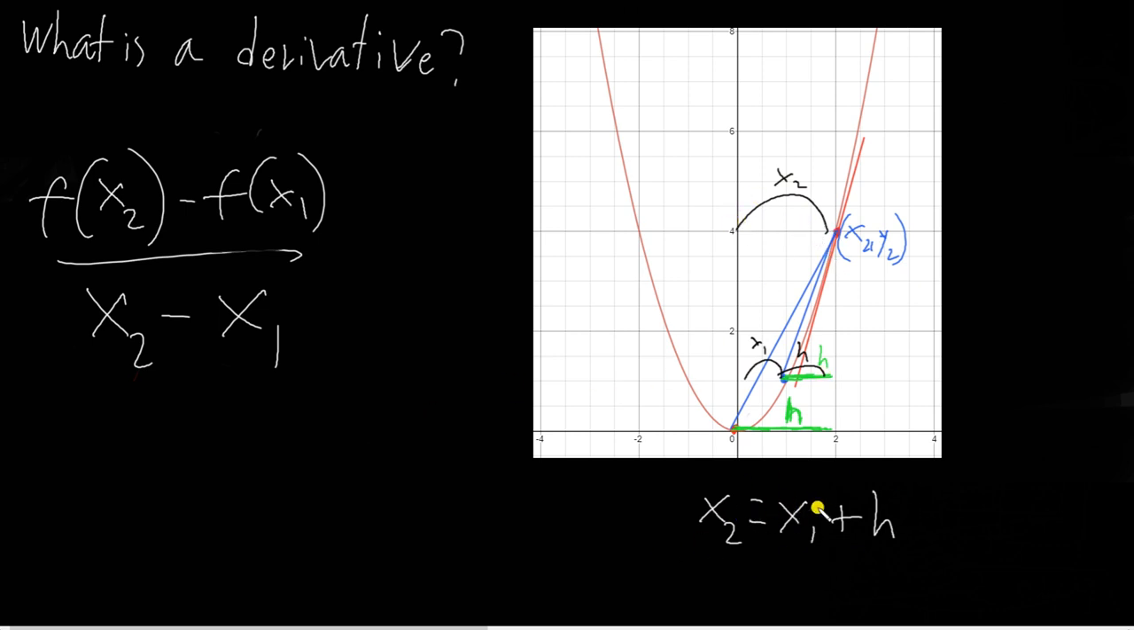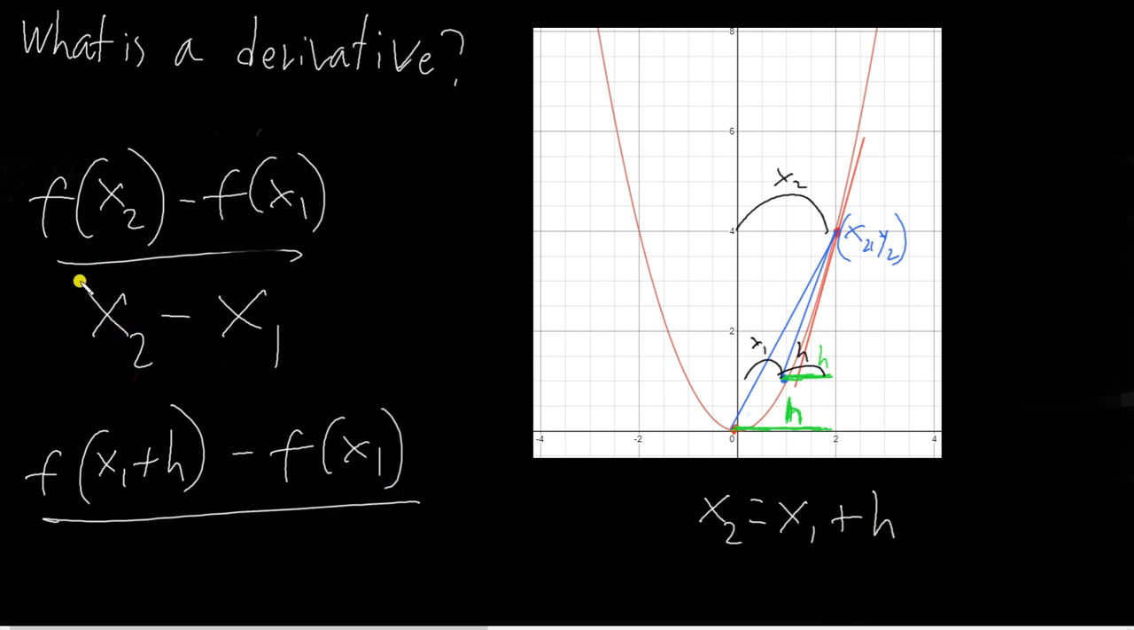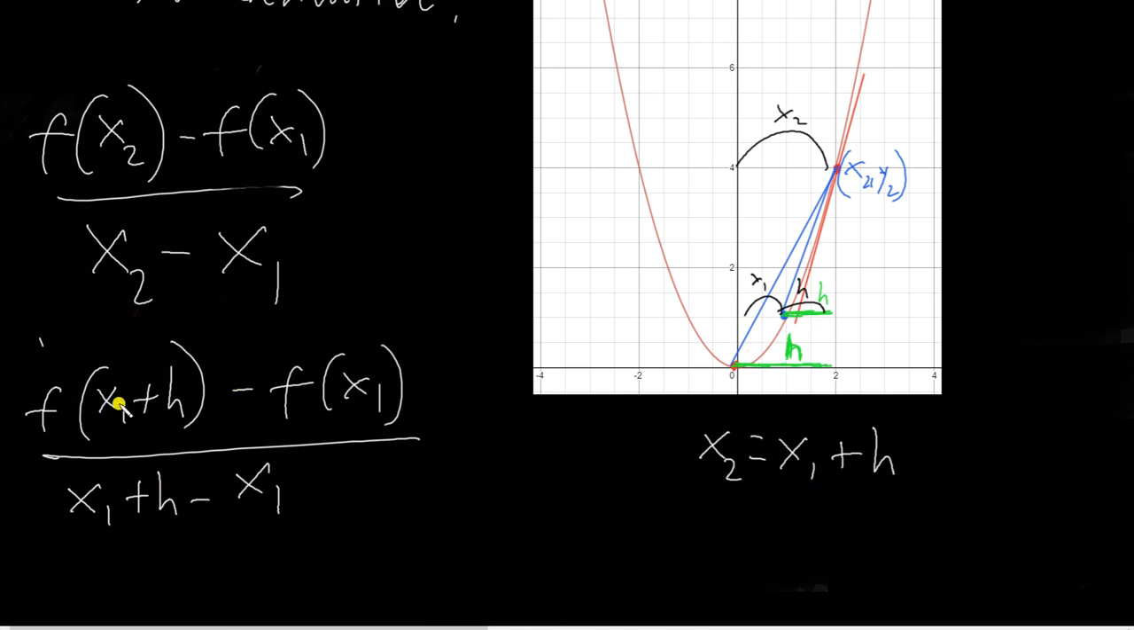So now that I have that x2 is x1 plus h, I can plug it in here and see what happens. Instead of x2 here, I'll write x1 plus h, which will give me f of x1 plus h minus f of x1 over, and then again, I have an x2 here. I'll replace that with x1 plus h minus x1. And then a neat thing happens. This x1 here cancels with this x1 here. So these two cancel each other, and we're just left with the h on the bottom.